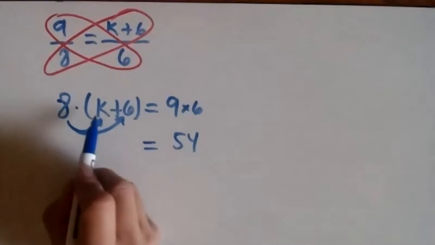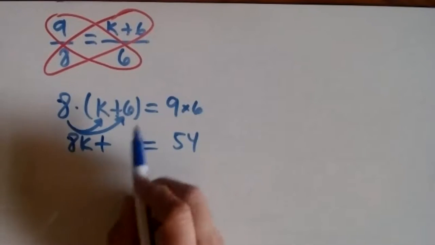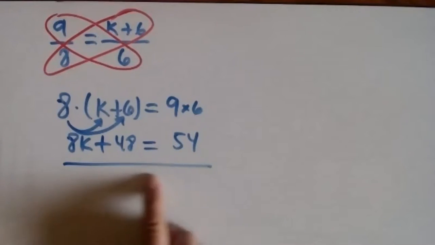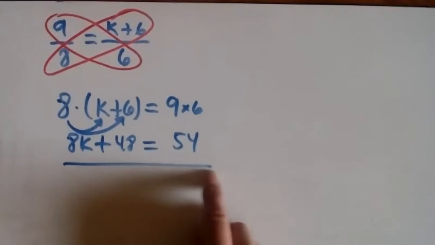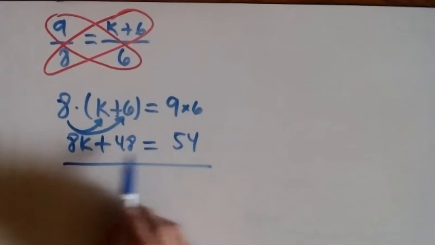So you have 8 times k, 8k, 8 times 6, 48, correct? Now, what is this? Oh, this is one of the equations we were solving before the spring break. We were doing this review before the spring break, linear equations. Everybody knows how to solve it.